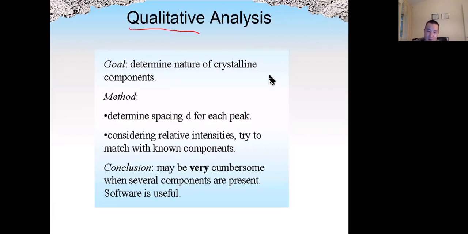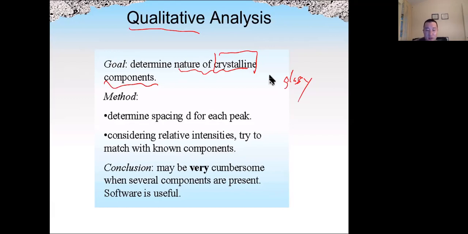For that, the goal is to determine the nature of the crystalline components. For XRD, only crystalline components can be identified. For the glassy phase, it is very difficult because for glassy components, the distances between atoms are not fixed.